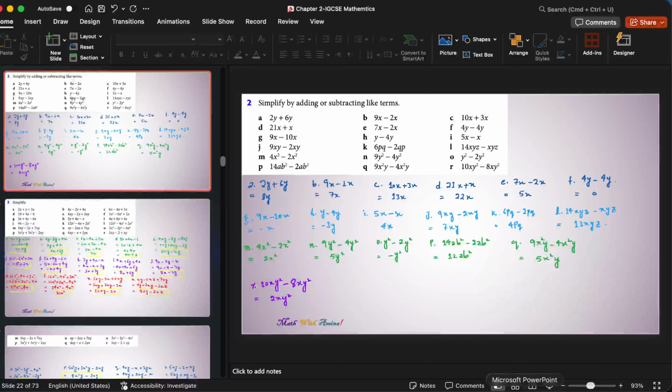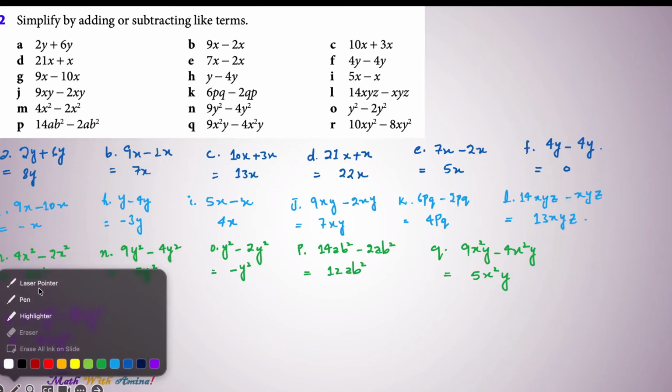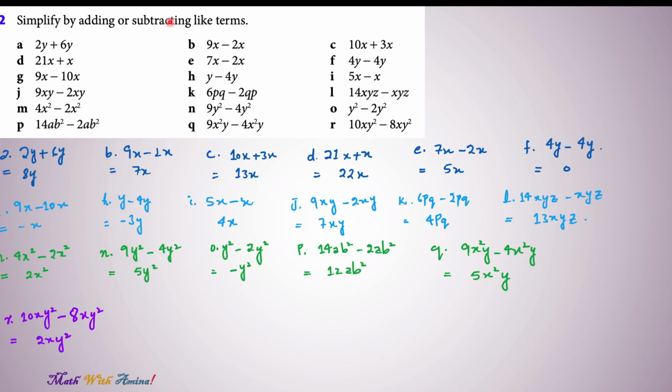Hi again. We have question number 2 of the exercise that asks us to simplify by adding or subtracting like terms. So we do know by now the like terms. In different expressions, we are given different like terms that, based on the arithmetic operations given, we have to add or subtract them. Taking a start from the very first one, we have 2y plus 6y.